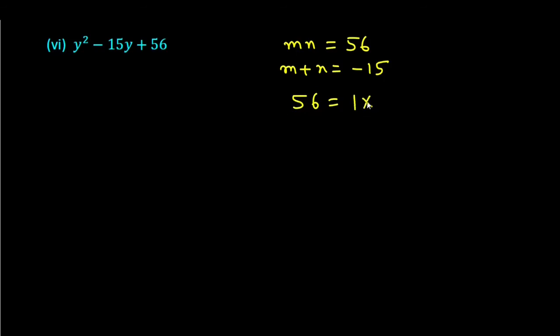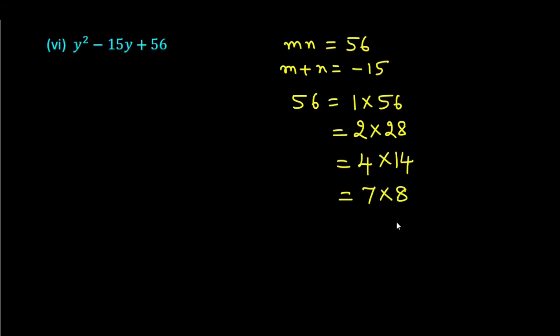56 can be written as 1 into 56. It is divisible by 2, so 2 into 28. It is not divisible by 3. It is divisible by 4, so 4 into 14. It is not divisible by 5. It is divisible by 7, so 7 into 8. After 7 we get 8. So here all the possible positive pairs of factors are covered.